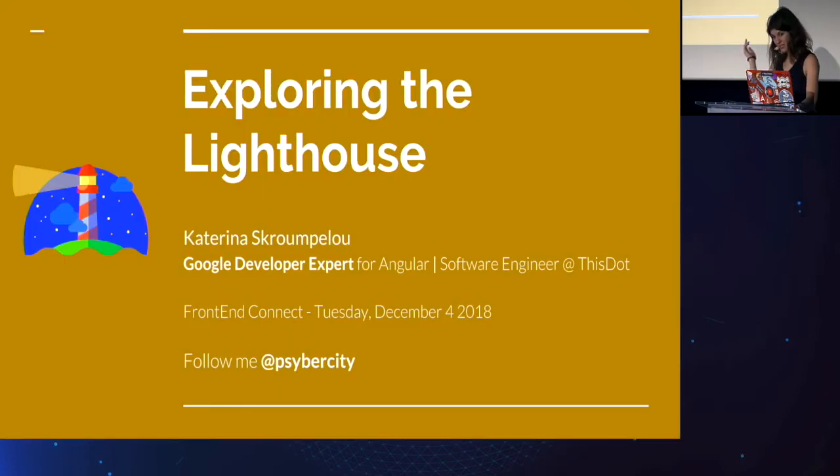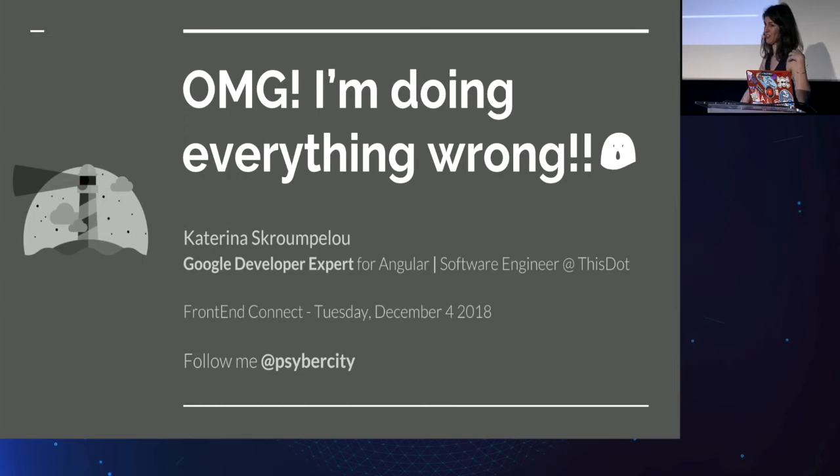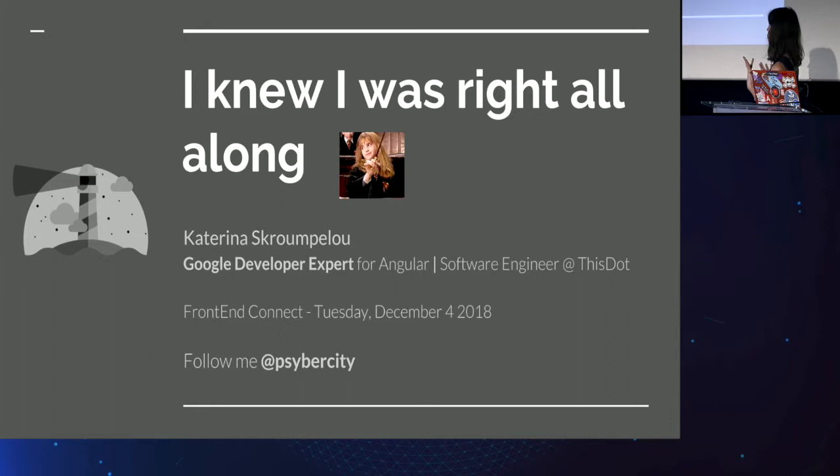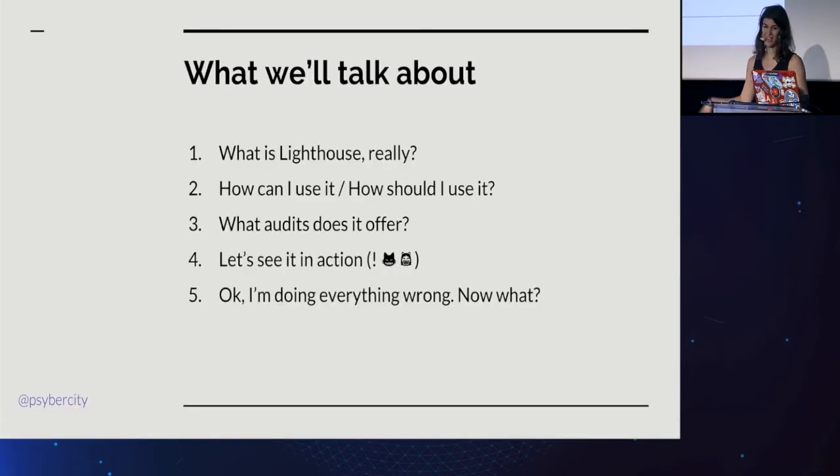So my talk's title is Exploring the Lighthouse, but my initial thought of calling this talk was, OMG, I'm doing everything wrong, and a face screaming with fear. But then I thought that this is too negative. So my next thought was I could name this I Knew I Was Right All Along and have a Hermione Granger GIF, but they wouldn't let me add a GIF in the title. So I ended up with Exploring the Lighthouse, which is slightly boring, but still.